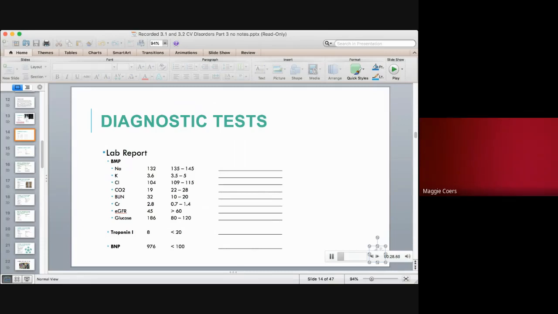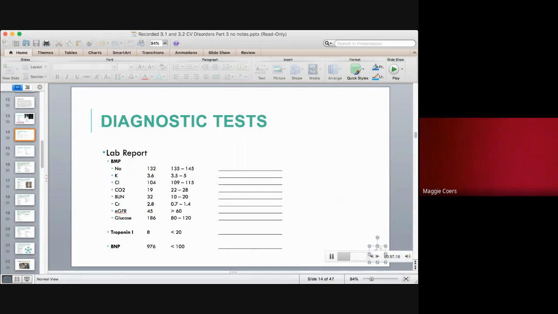Her chloride is low, but remember, chloride is consistent with sodium, from your nursing 210. Other labs, her CO2 is low. And this is really a critical point. The CO2 in the BMP is not like the PCO2 of arterial blood gases. So you need to really differentiate that.